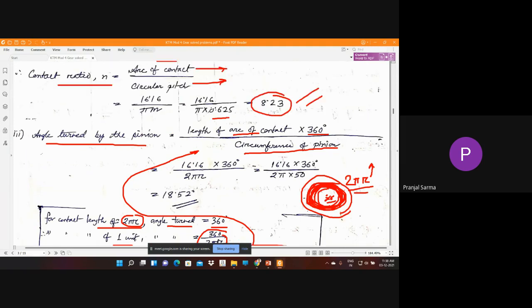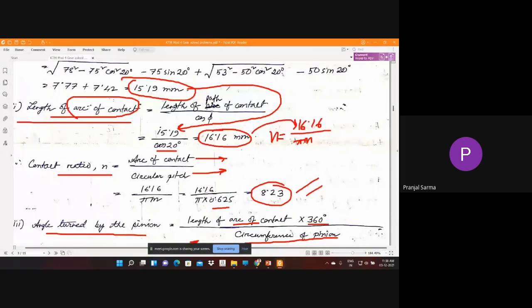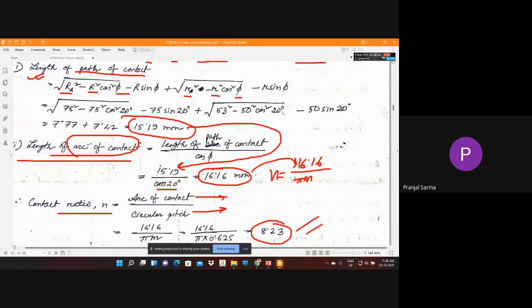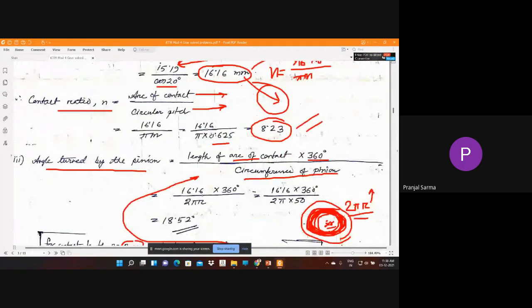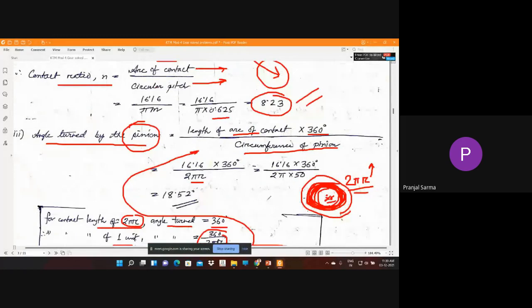The arc of contact we have just obtained is 16.16. And 360 degree by 2 pi r, where this r is smaller because we are talking about the pinion, the smaller wheel. So just by putting in the values, we have obtained the angle turned by the pinion when one pair of teeth is in contact as 18.52 degree.